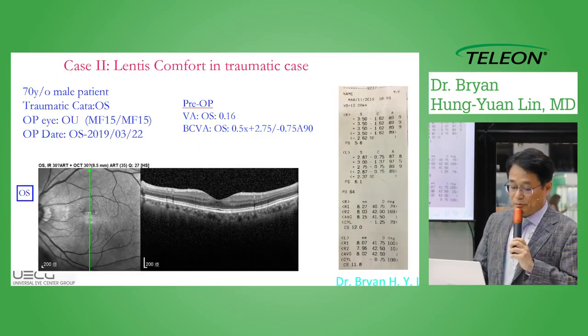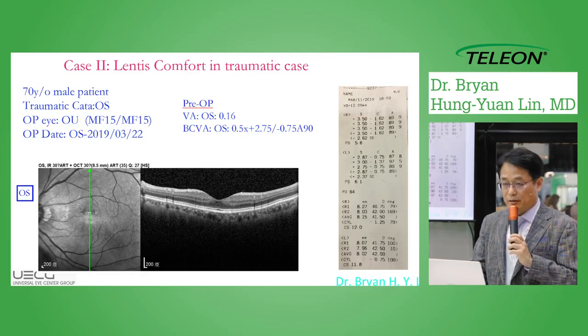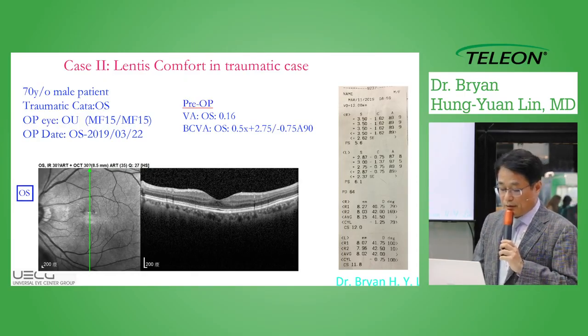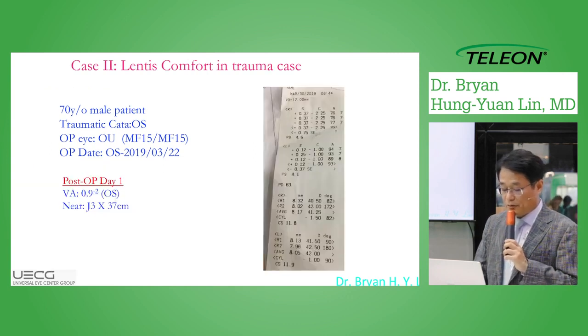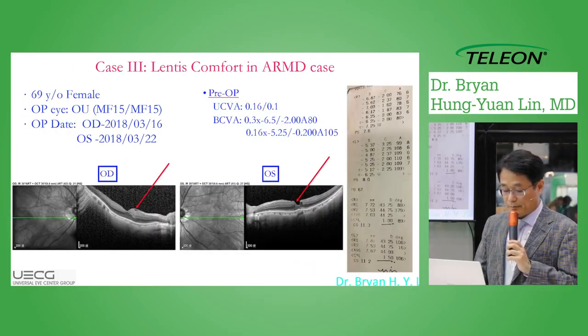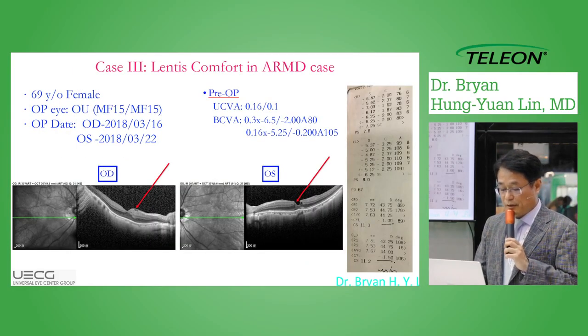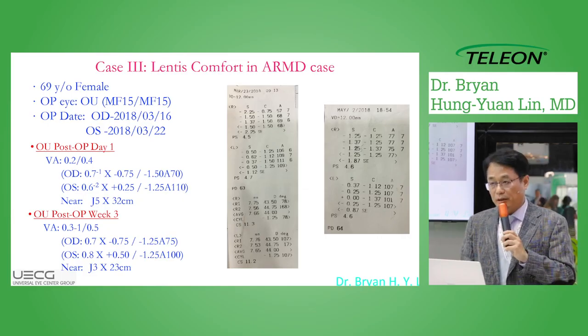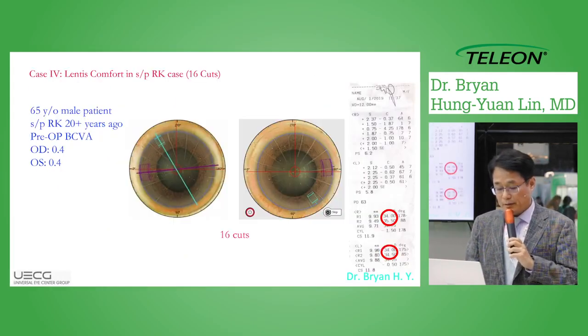The second case is using LENTIS comfort in a traumatic eye. This patient achieved nearly 20/20 vision on the first day post-op, and reached 20/20 on the first month post-op. The third case, we use LENTIS comfort in a mild ARND case. Post-op, this patient was very happy and very satisfied with the visual quality, including night drive.